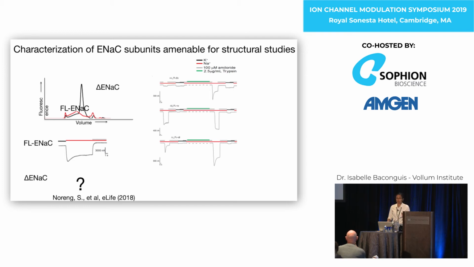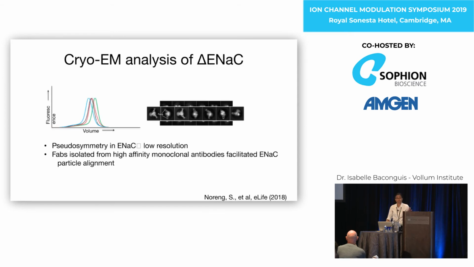Okay, so that's not so bad functionally. And how about, let's try to solve the structure. It turns out, when you purify ENaC and look at it by cryo-EM on the grid, basically what you see is blobs, low-res blobs. Immediately, though, one can see that it's similar to ASIC. It's a trimer.